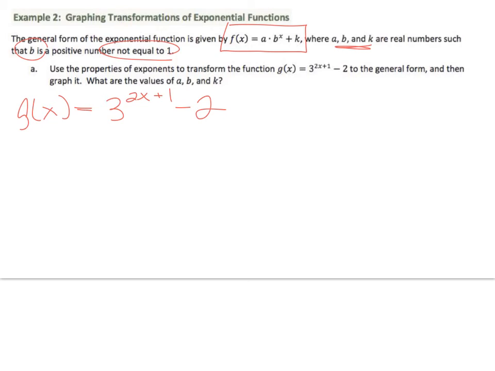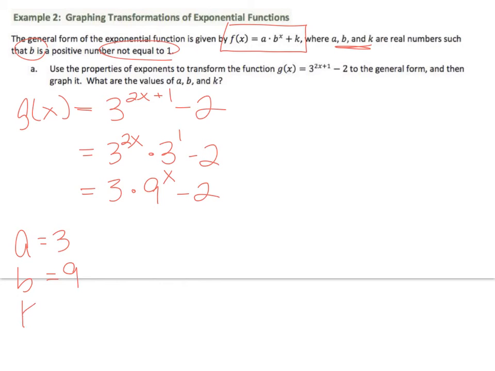Let's mess with our exponent rules to get this into proper form. Let's see, what can I do here? 3 to the 2x times 3 to the 1, minus 2. Let's rearrange these. 3 times 9 to the x, minus 2. So here we see a equals 3, b equals 9, and k equals negative 2. Now we can tell what happens, right?